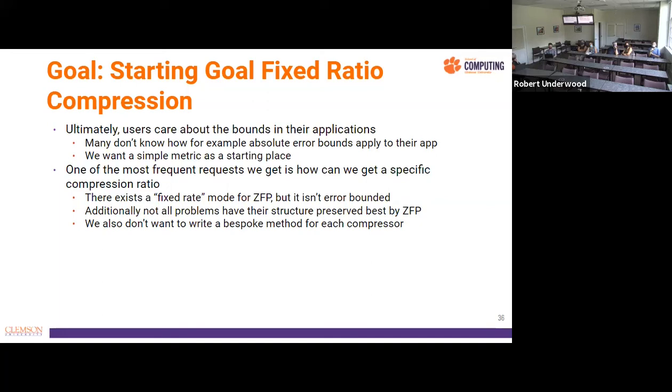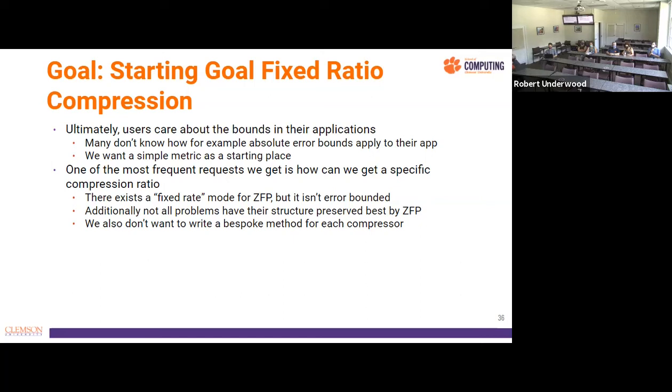In terms of prior work, there was one major prior work, which is ZFP's fixed rate mode. But an important thing to note about ZFP's fixed rate mode is that it's not error bounded. So if you care about the quality of your application and you want strong guarantees on the individual points, you're not going to get there using ZFP's fixed rate mode. Additionally, as I've discussed, not all problems have a problem structure that is best amenable to being preserved by a compressor such as ZFP. So in some cases, you want to use the kinds of compression principles in SZ or in MGARD, for example, that may work really well on your particular problem class.